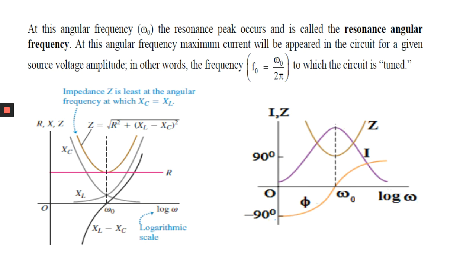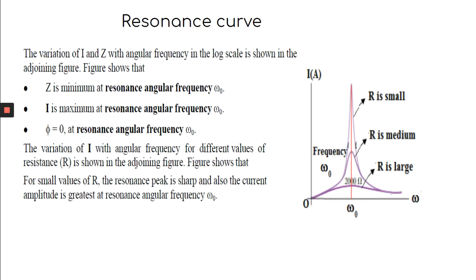Because when XL equals XC, what is your B? B is equal to I into R. It is I into Z, but in that case Z is equal to R, so you can write B is equal to I into R. Now let us see how the resonance curve changes with change in frequency. You know that for resonant angular frequency, Z is minimum, I is maximum, phi is 0.